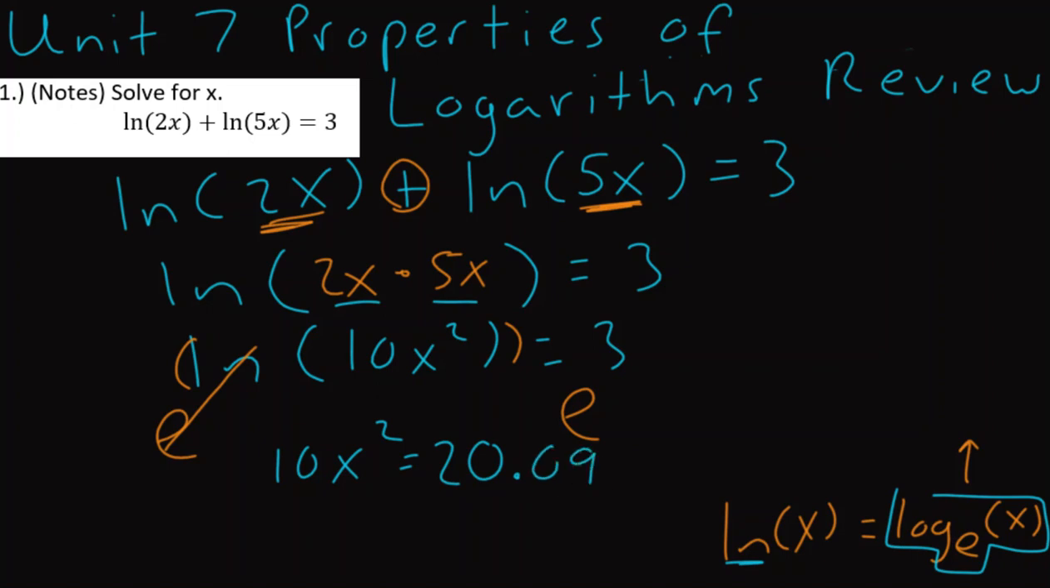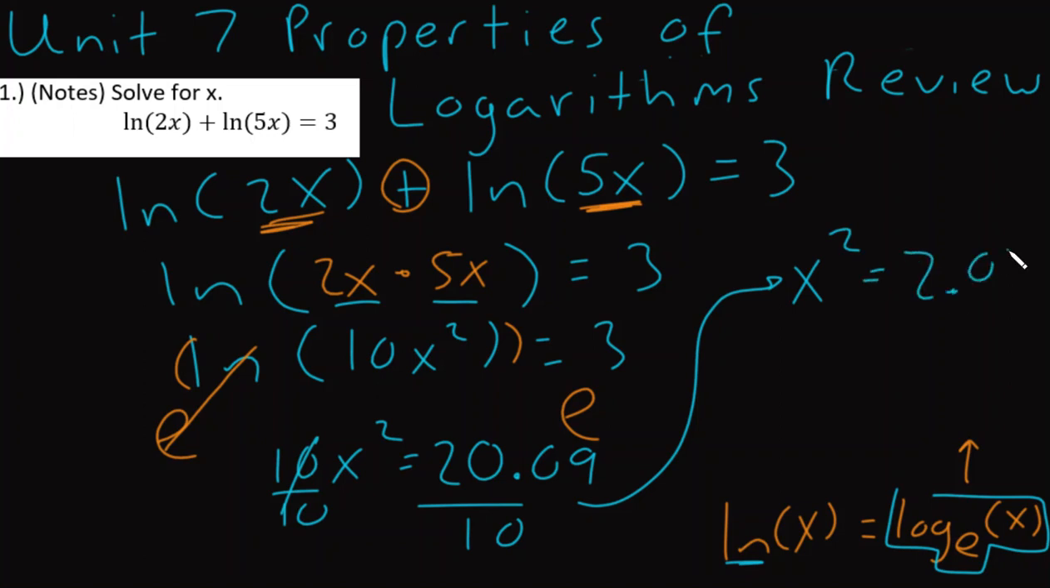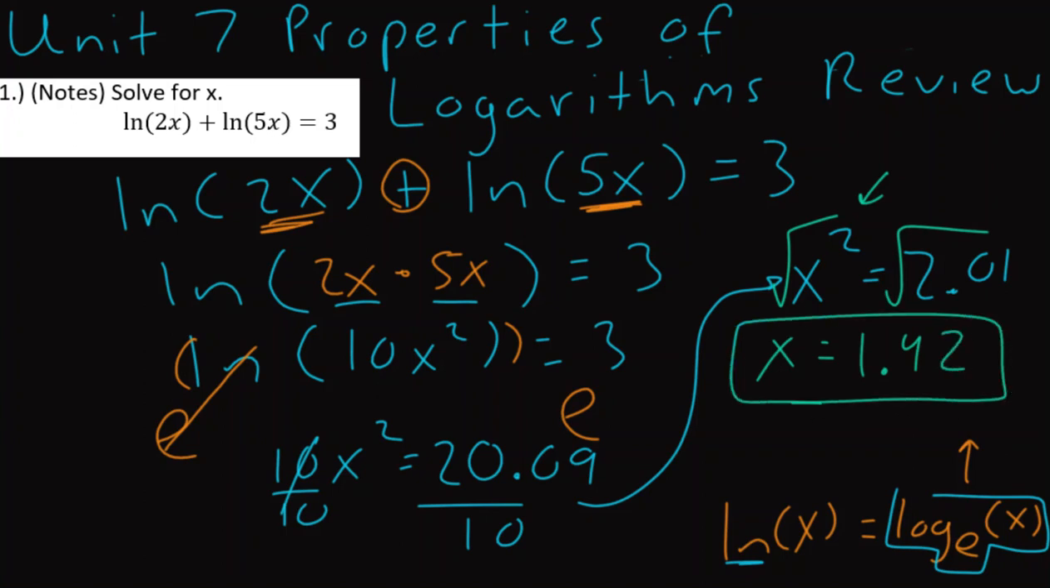20.09. At this point, we can divide both sides by 10, and once our 10 cancels, we'll have x squared is equal to 2.01 if we round after two decimals. And from here, we just ask ourselves, how do we get rid of this square? The opposite of a square is, of course, the square root. And so we'll say x is equal to 1.42 if I round to the nearest hundredths place.